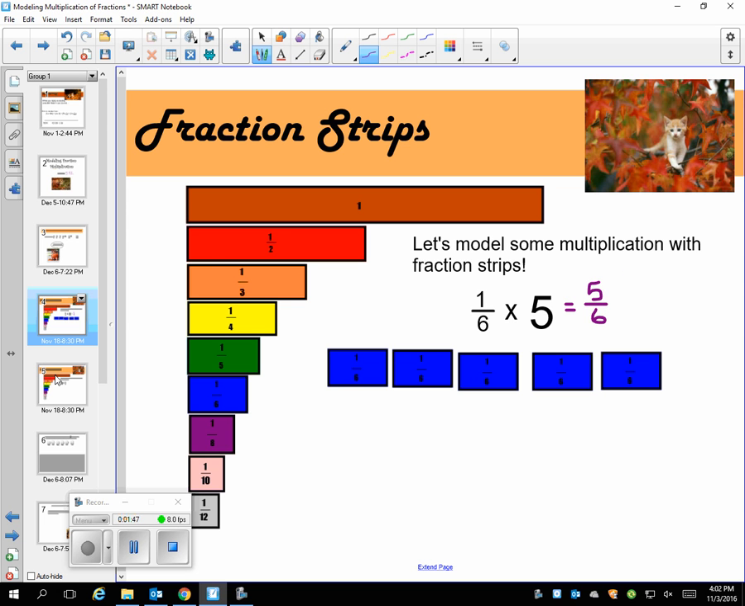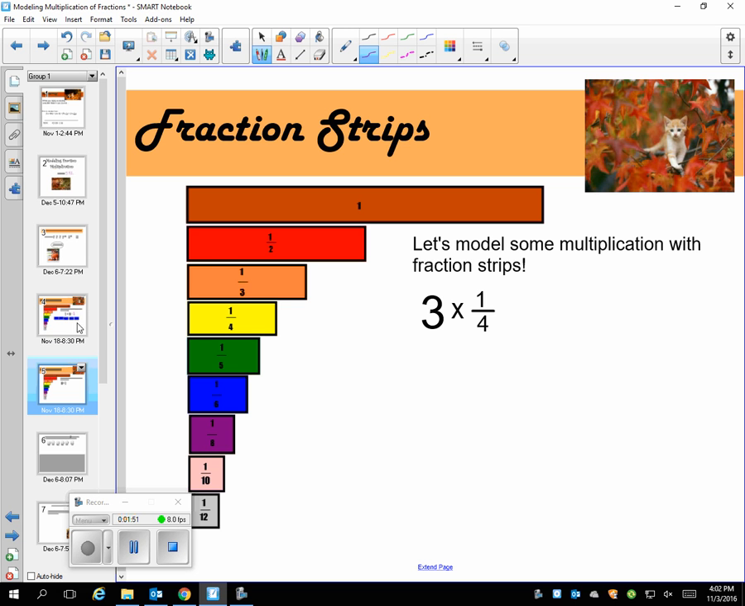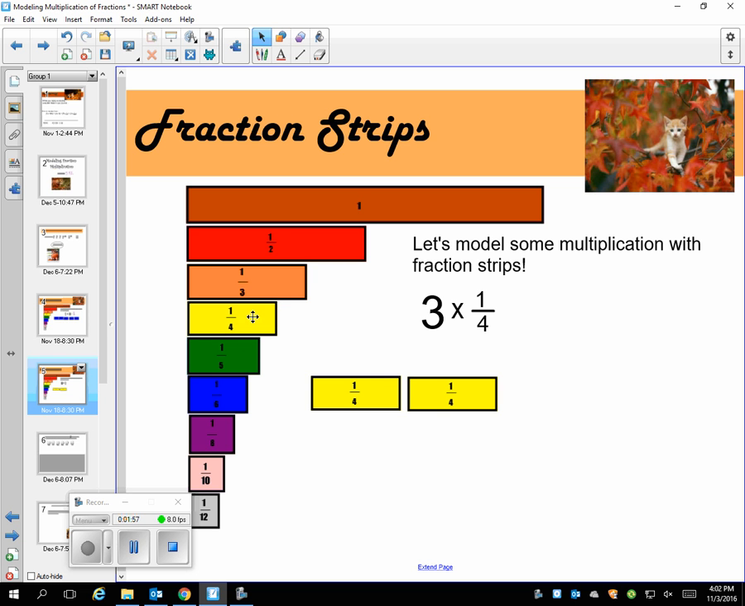Okay, let's do another one. Clear your strips. 3 times 1/4. So that means we have 3 groups of 1/4 in each group. So how many is that altogether? 3/4.